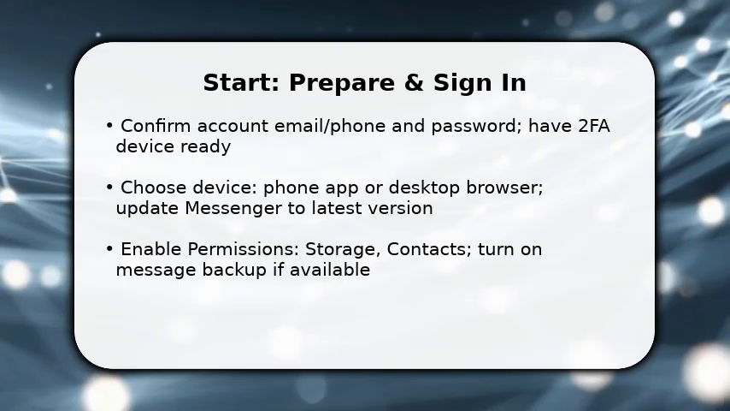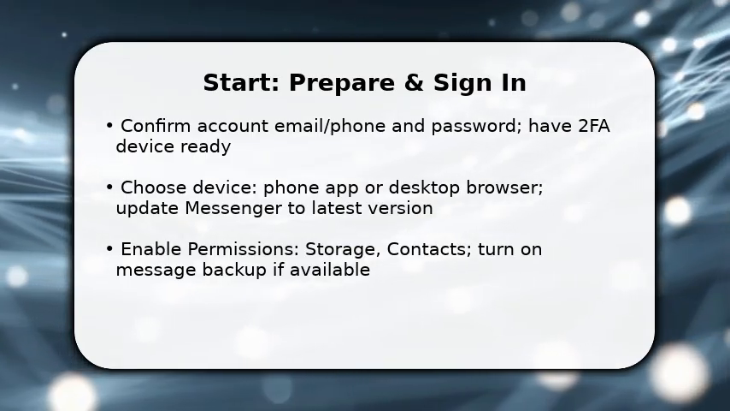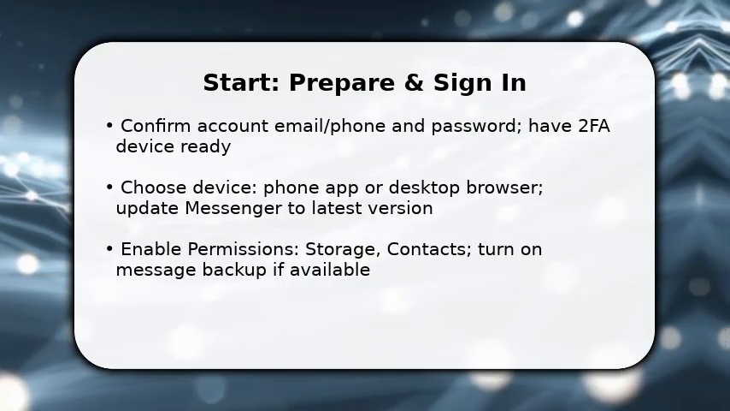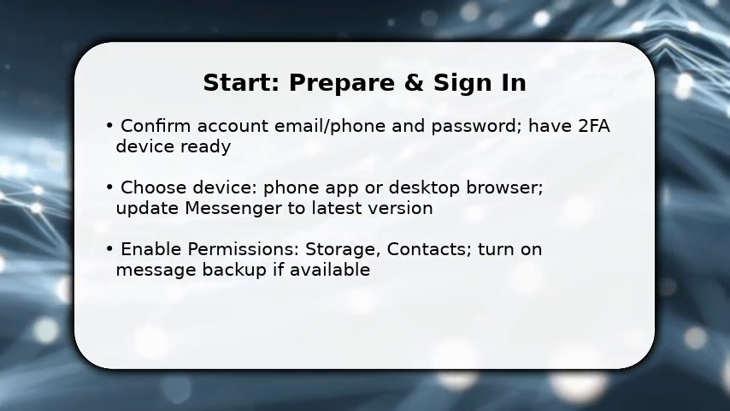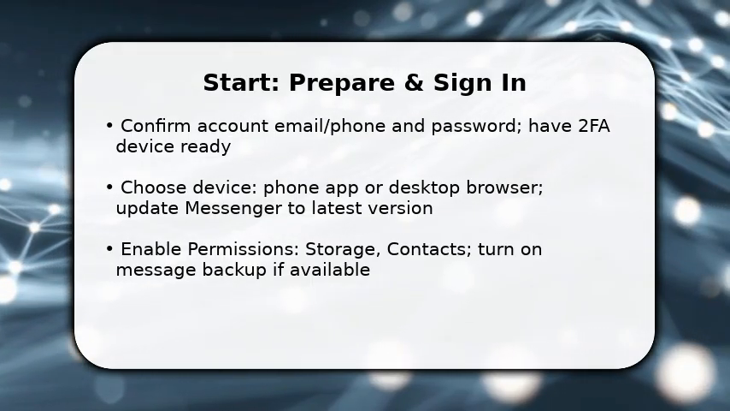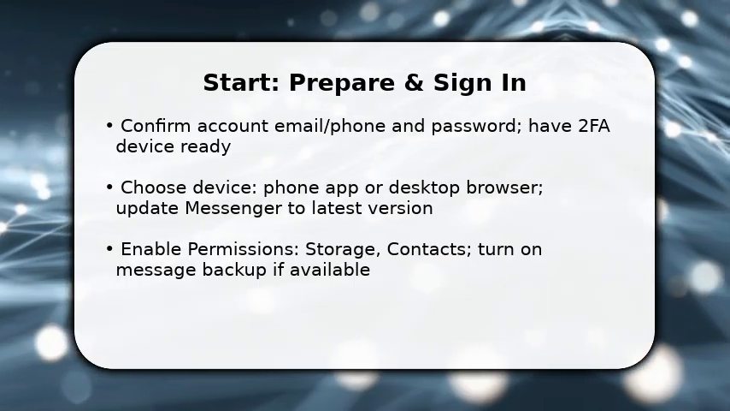You start by making sure you can access the exact account whose messenger history you need. Sign in on the device you'll use and complete two-factor verification. This prevents lockouts. Once signed in, open Messenger or Facebook and allow storage and backups so messages can be exported.